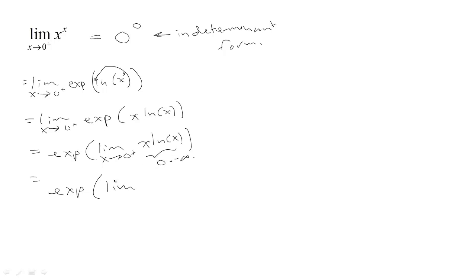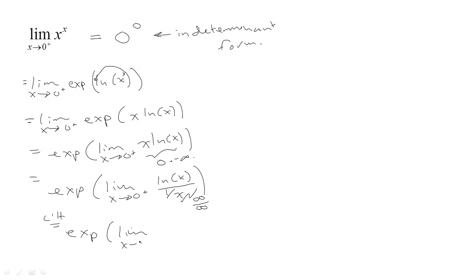So I'm going to write this as exp of the limit as x tends to 0 from above of the natural log of x over 1 over x. Exactly the same thing in here, because if you multiply top and bottom by x, you'd be back to x ln x. But now we have infinity over infinity. And when you have infinity over infinity, you can apply L'Hopital's. So I'm going to apply L'Hopital's to that limit on the inside.